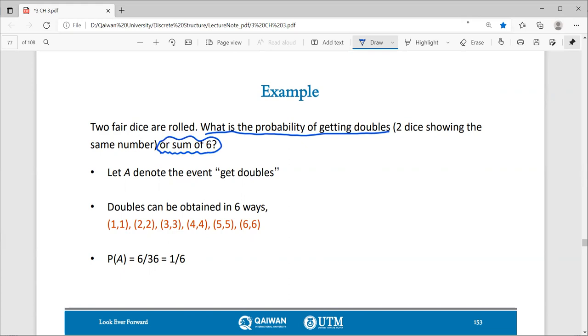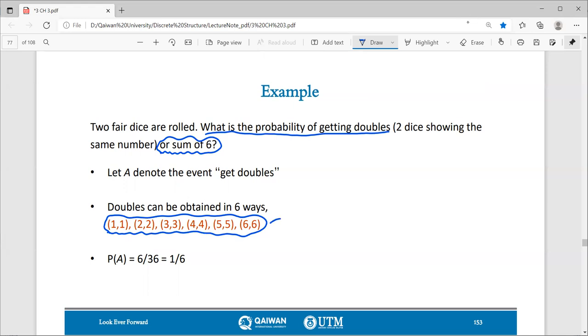Or sum of 6. Here we should find the probability of double or sum of 6. Here, the possibilities of getting doubles are these: 1, 1, 2, 2, 3, 3, 4, 4, 5, 5, and 6, 6.